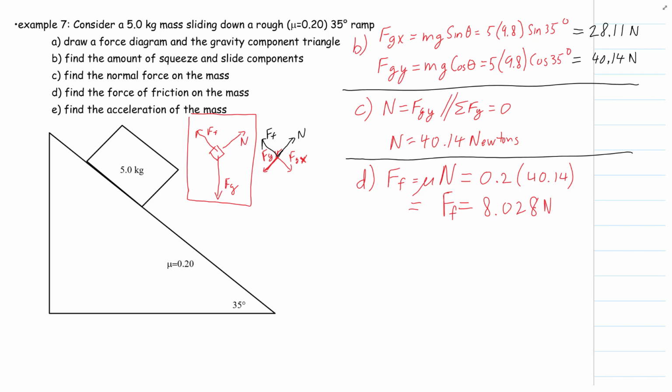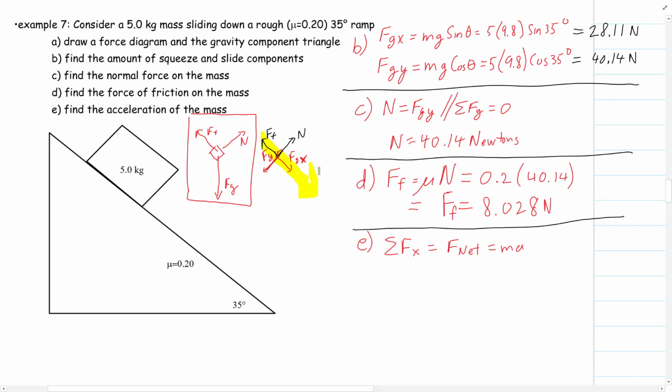Now the largest step is not just multiply by a number, it's the biggest step. It is find the acceleration. So E, the sum of the forces in the x direction is equal to F net, which is equal to ma. And that means it's going this way, down the slope. So I have to take the FGX and subtract the force of friction because it's in the opposite direction. So write that down. Write down your thoughts. Force of gravity in the x, subtract the force of friction is equal to ma.